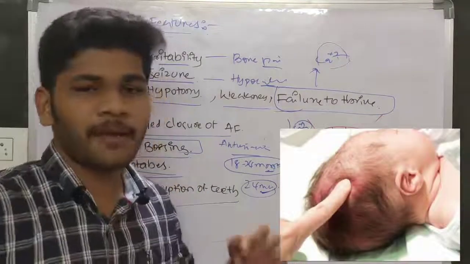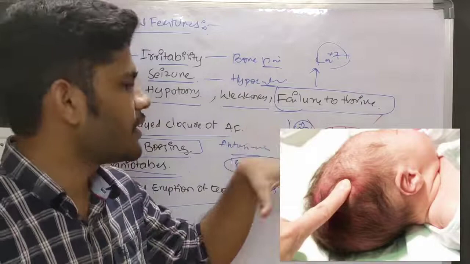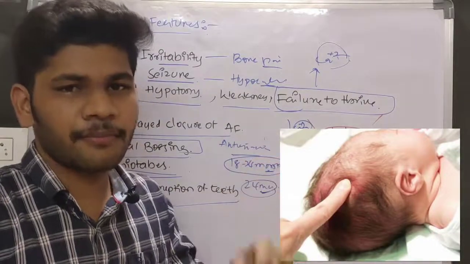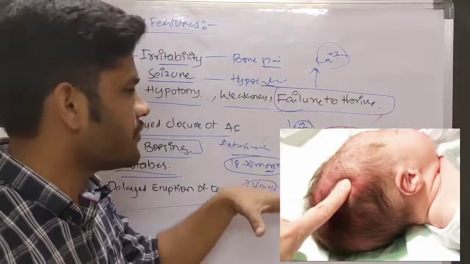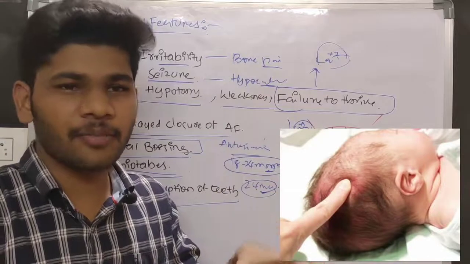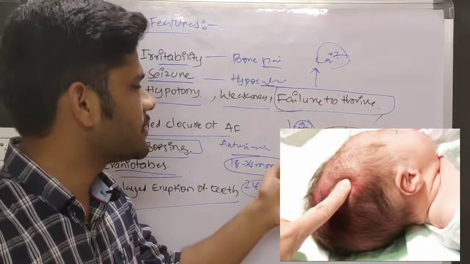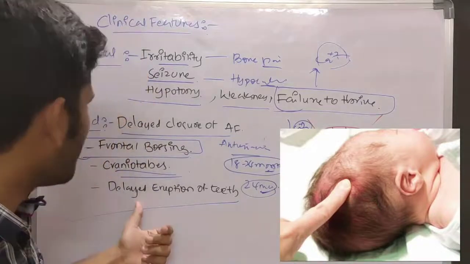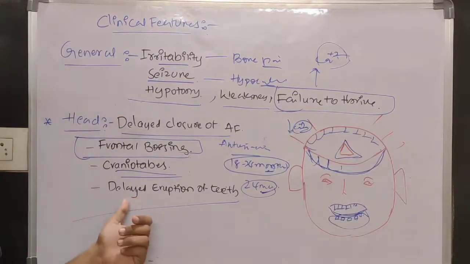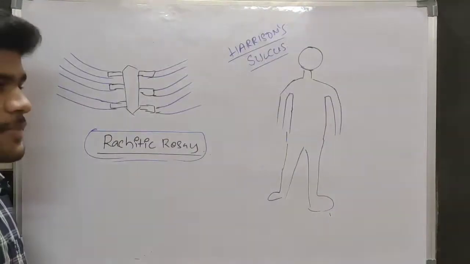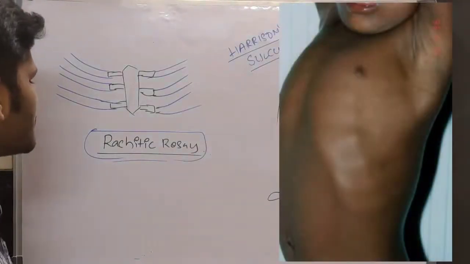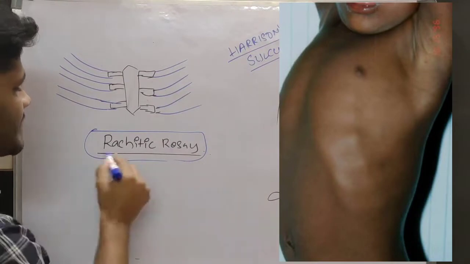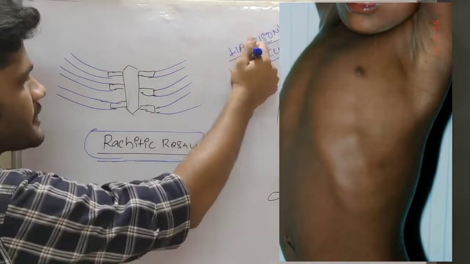Craniotabes is when you palpate, when you press the head of the person with rickets, you feel like you are pressing a ping pong ball. This is due to the reduced mineralization of the bones of the scalp. Also, a delayed eruption of the teeth is observed in a patient with rickets. The specific features of rickets include the rachitic rosette and Harrison's sulcus.